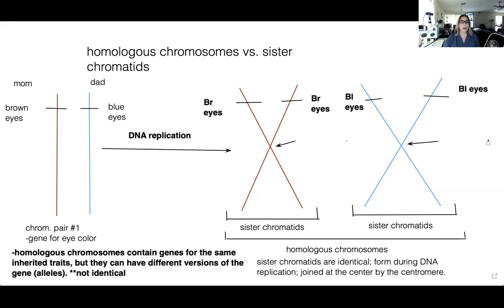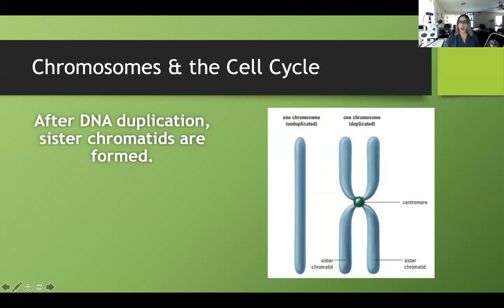So let's go back to the slide. My slide says after DNA duplication, sister chromatids are formed. Here this is showing you one chromosome. It duplicates, and now you have sister chromatids. Sister chromatids together are still considered one chromosome, and they are joined in the middle by the centromere.